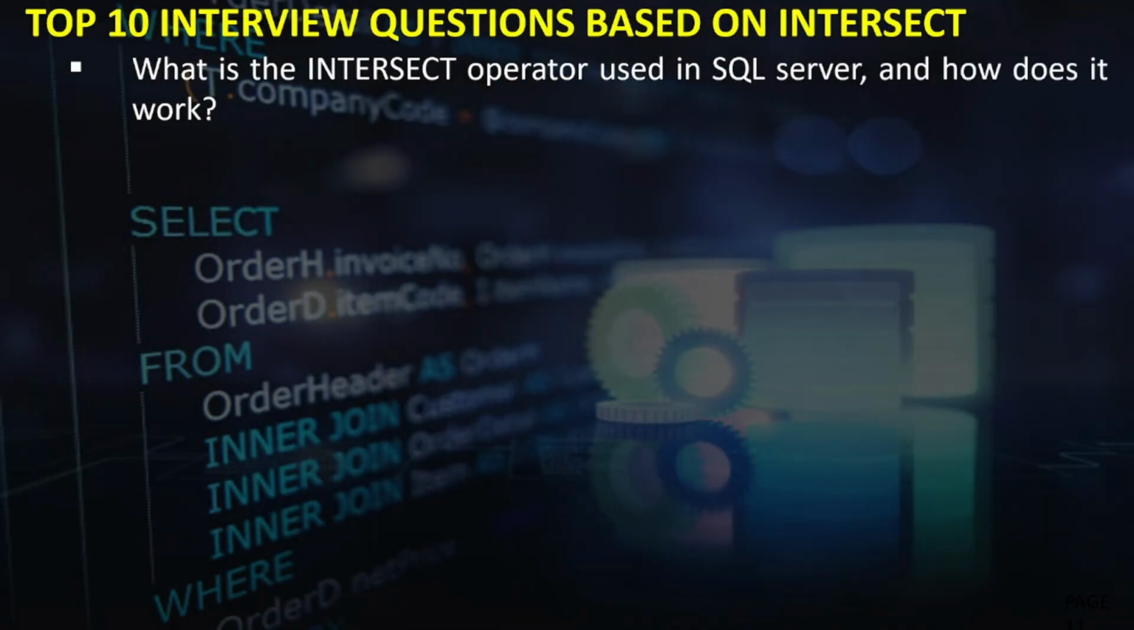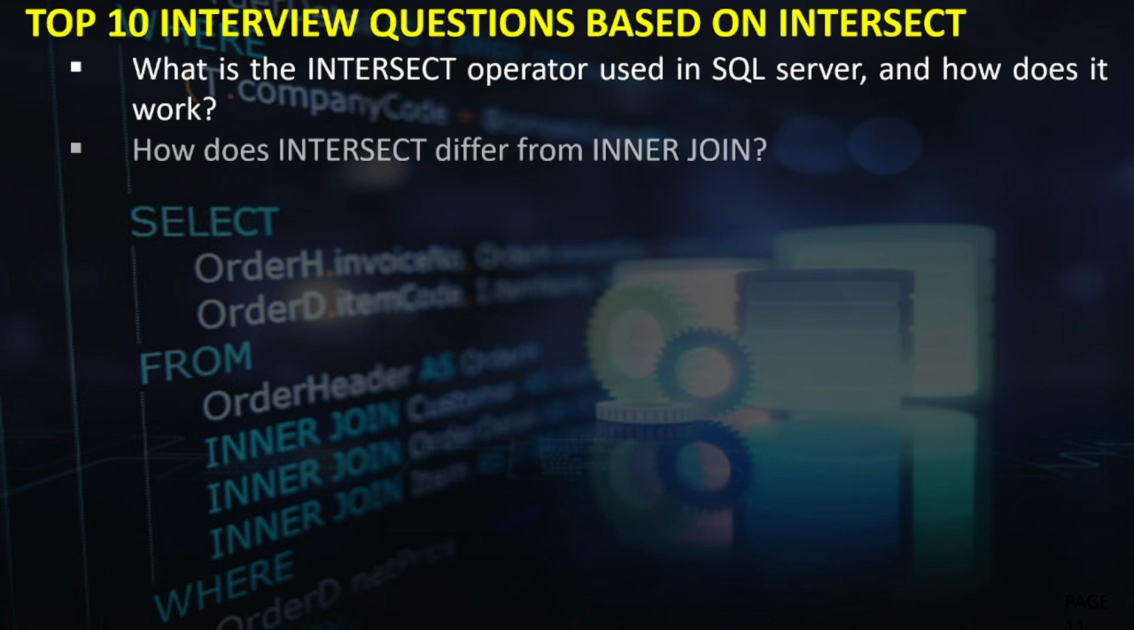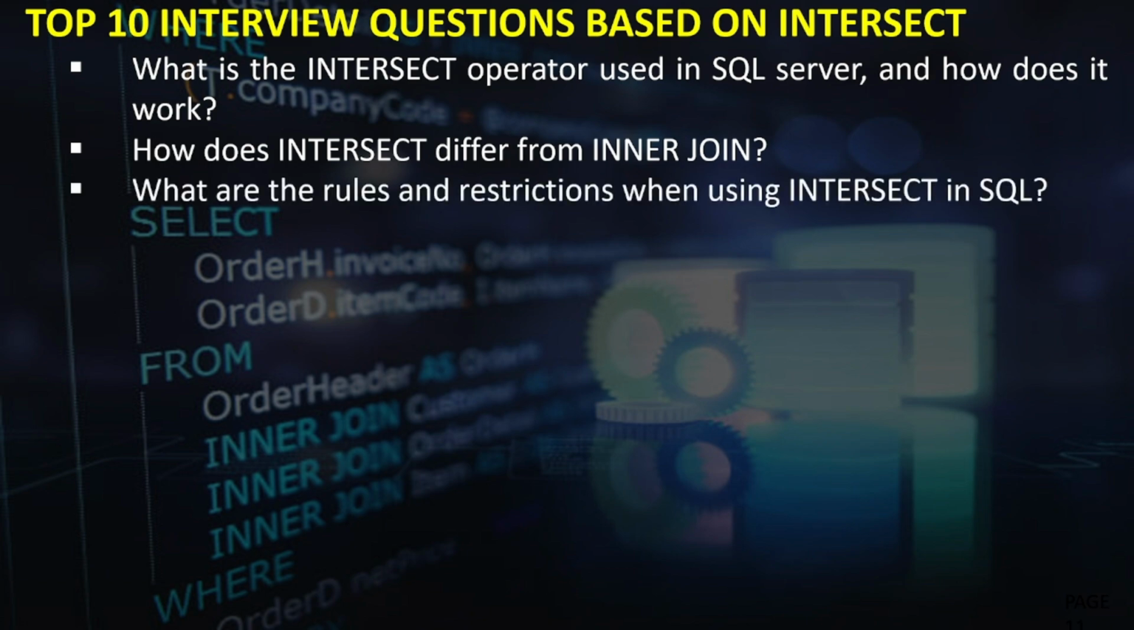The first is, what is the intersect operator used in SQL Server, and how does it work? I think at the end of the session you are able to answer this question pretty well. Second, how does intersect differ from inner join? We have already discussed this. What are the rules and restrictions of using intersect? You need to have a similar number of fields before the intersect keyword and after the intersect keyword. These are a couple of the rules.